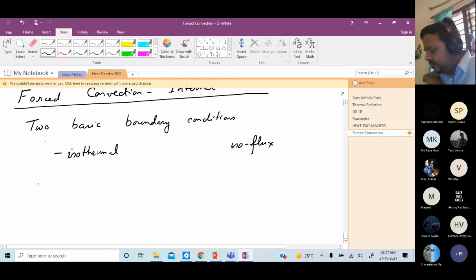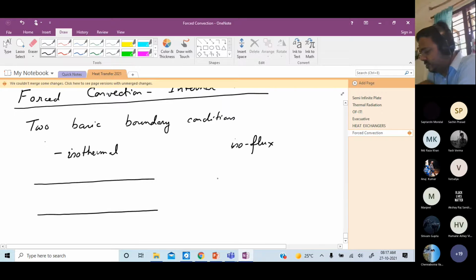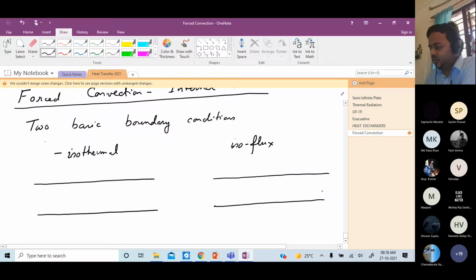In isothermal, what happens? I'll draw, let us say, a tube. I'll draw the same for isoflux as well. What is the difference? In isothermal, this T wall is constant. Let us say it is 90 degrees. I have flow coming in at U infinity, and let us say at the inlet the temperature of the fluid, TFI, is 30 degrees.